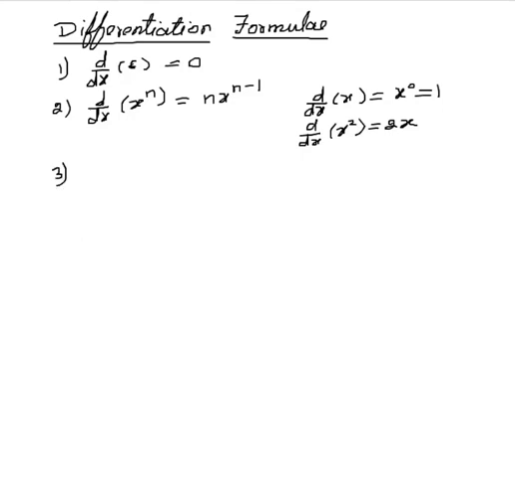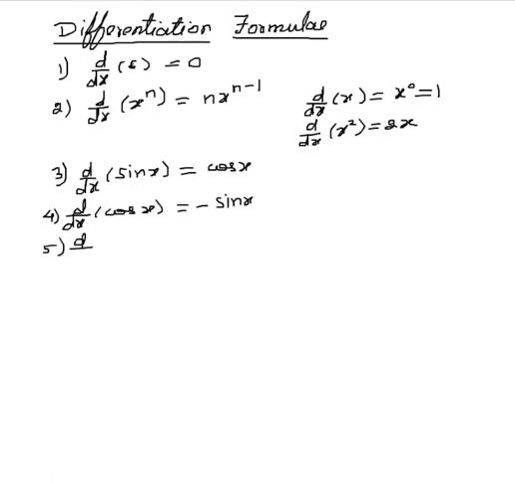Then third formula, we will write for all trigonometric functions. D by dx of sin x is cos x. D by dx of cos x is minus sin x. D by dx of tan x is secant square x. We will memorize the direct formulae for all trigonometric functions, and d by dx of cot x is minus cosecant square x.